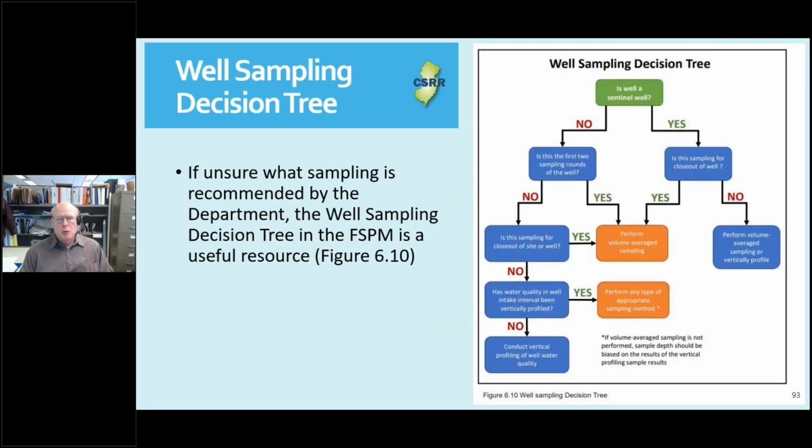To help steer you through the policy issues related to the sampling method use, DEP has developed a groundwater sampling decision tree that has been added to the manual as Figure 6.10. You start at the top and work your way down by answering the statements that are worded as questions. This figure is provided as a handout linked to this training event.